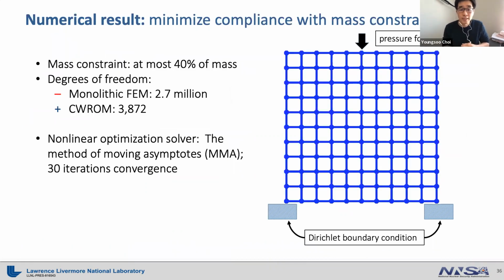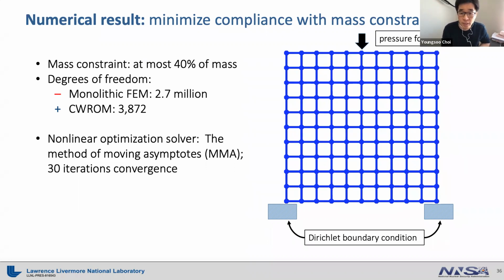All right, here is a numerical example for lattice structure design using the component-wise reduced model. Here we minimize the compliance, imposing a constraint of mass being at most 40%. The downward pressure force is applied on the top middle port. Dirichlet boundary conditions are imposed at the bottom corners. The full order monolithic finite element solve involves 2.7 million degrees of freedom, while the component-wise reduced model has only about 4,000 degrees of freedom.